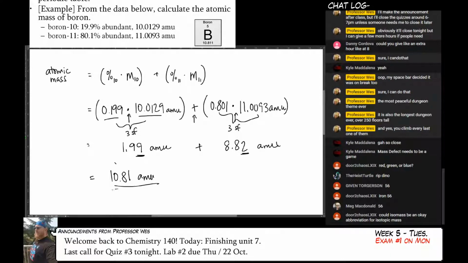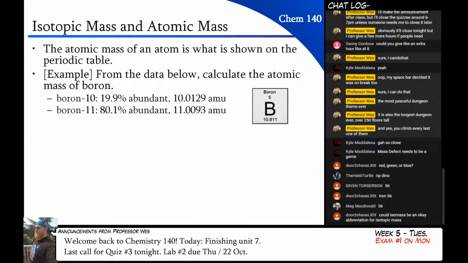All right, so this is the average mass of all the naturally occurring isotopes, or its atomic mass. How did we do on the table? Well, I got 10.81. Periodic table says 10.811. That's pretty darn close. And the only reason that we weren't closer is because we just didn't have enough sig figs based on the percentages that were available.